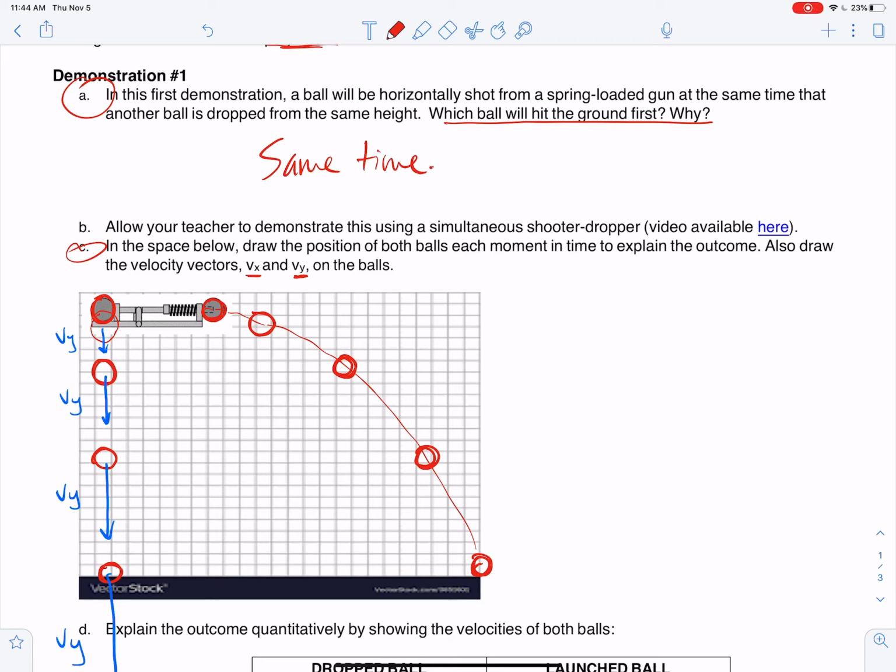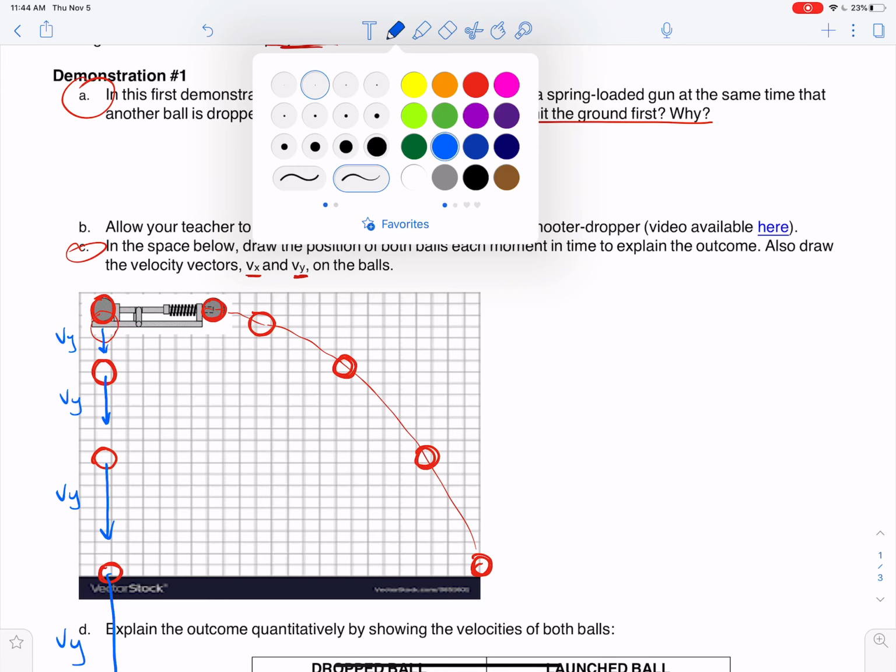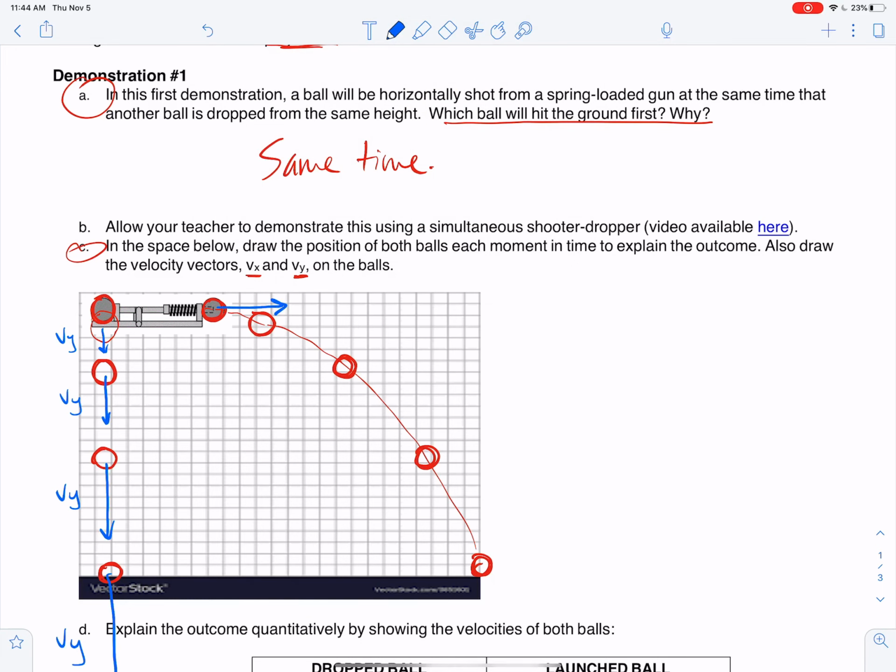Well, while it's shot forward, it has now this horizontal velocity, right? It got a horizontal velocity from the spring-loaded launcher. And so as it falls, it moves to the right. Okay? Now, I've drawn the length of all of these arrows exactly the same because the horizontal velocity will remain constant. It will not accelerate in the horizontal direction because gravity does not act on it horizontally, okay?